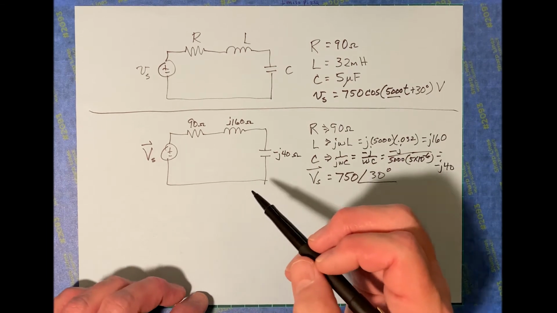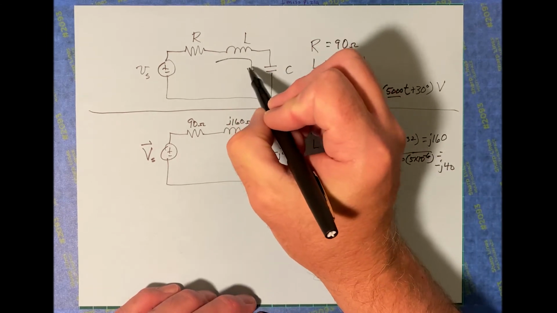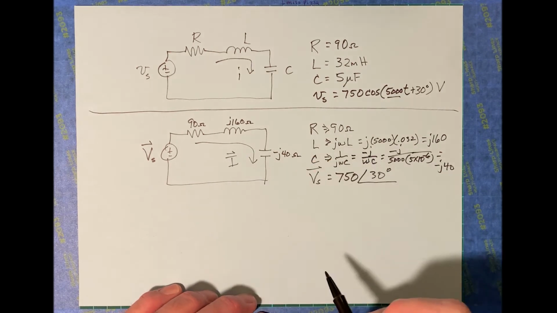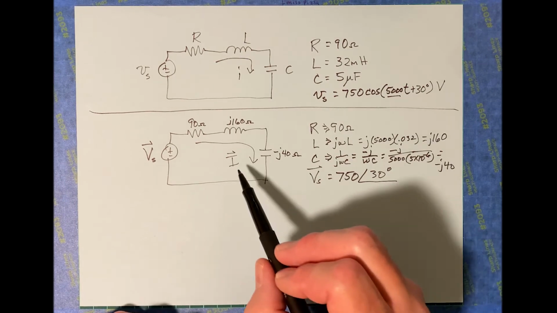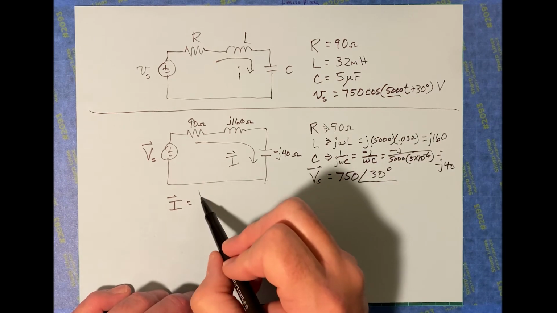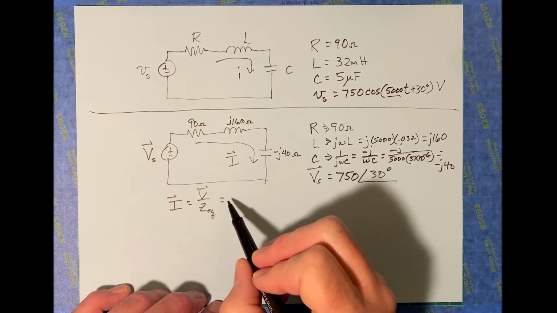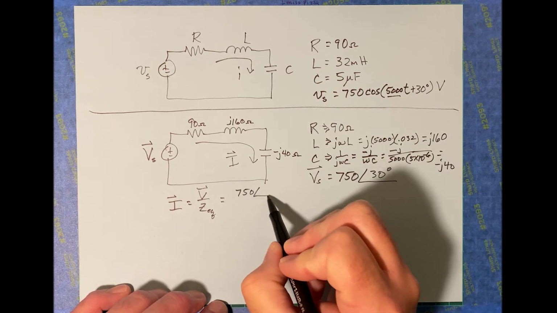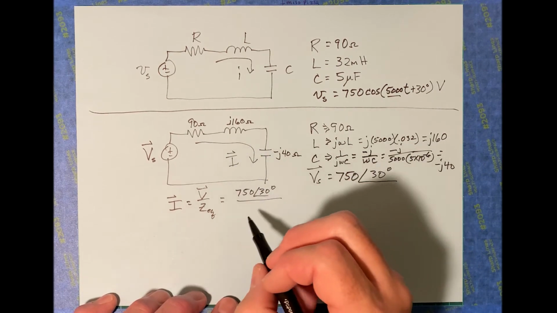So if I want to solve for something, well, I've got to figure out what I want to solve for. Let's say there's a current here, and that current is I. Then down here, that current is going to be phasor I. So time domain is on top, frequency domain is on bottom. If I want to figure out what I is, it's just going to be V over Z equivalent. Well, V is given by 750 angle 30 degrees divided by Z, and Z is just going to be the sum of all of those.